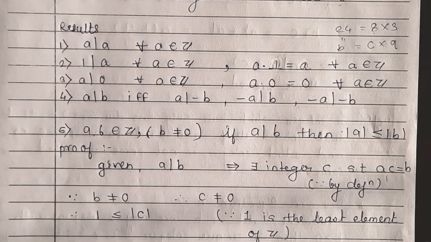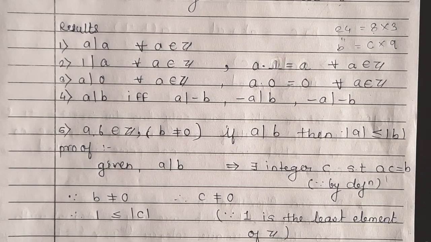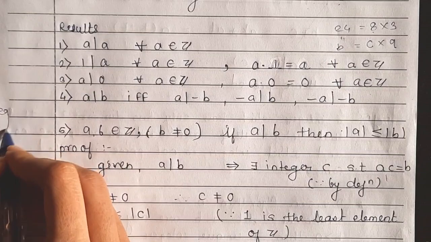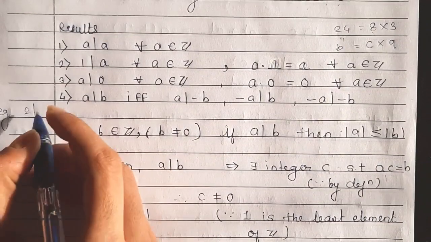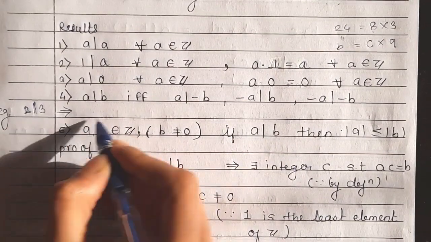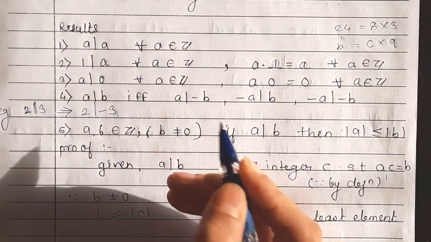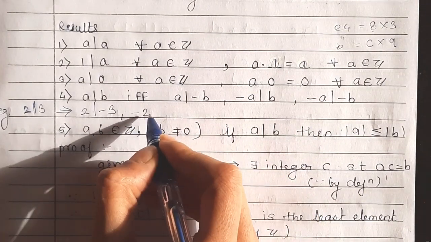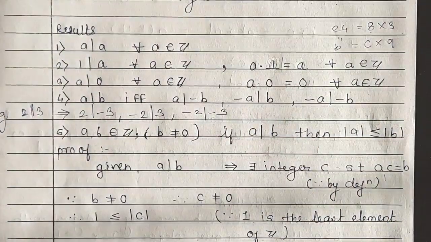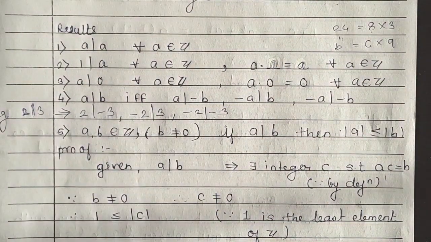The fourth property is A divides B if and only if A divides minus B, minus A divides B, and minus A divides minus B. Suppose I take an example: 2 divides 3 means 2 divides minus 3, minus 2 divides 3, and minus 2 divides minus 3. This is what we get.